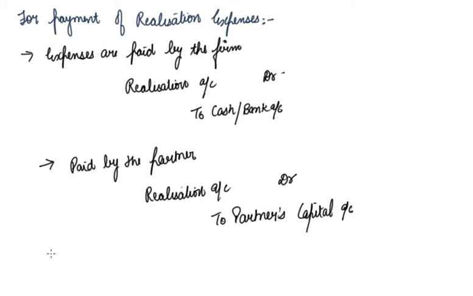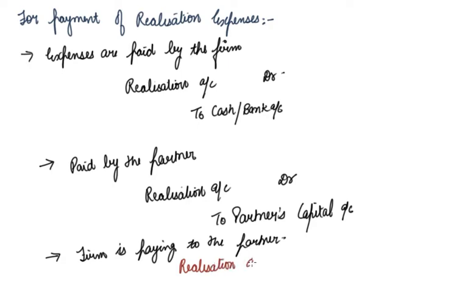When the firm has agreed to pay a fixed amount to a partner towards realization expenses, and the partner has to bear the expense, now what is the firm doing? Firm is paying to the partner these realization expenses. Now partner will see himself how he pays these realization expenses. So in that case, realization account debit to partner's capital account, because these will be paid by the partner and the firm is transferring to him.